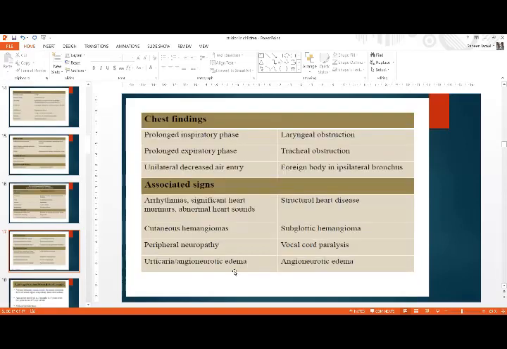If in the chest findings you find that there is a prolonged inspiratory phase of respiration, then you should consider laryngeal obstruction. If the expiratory phase is prolonged, then tracheal obstruction should be thought of, and if air entry is decreased unilaterally, then foreign body on that side is the number one suspicion. If there are some arrhythmias, heart murmurs, or abnormal heart sounds, then there is some structural heart disease. If there are cutaneous hemangiomas, then subglottic hemangioma should be thought of. Peripheral neuropathy suggests vocal cord paralysis, and urticaria and angioneurotic edema suggest atopy.